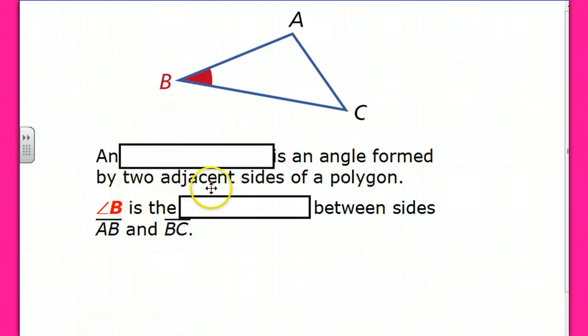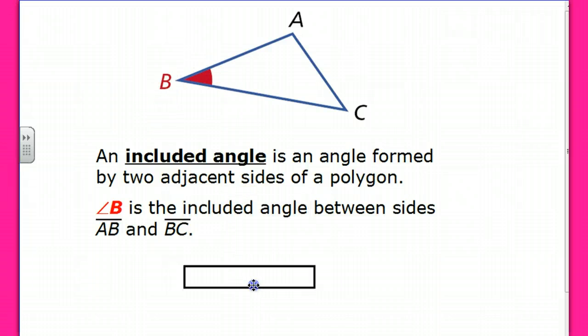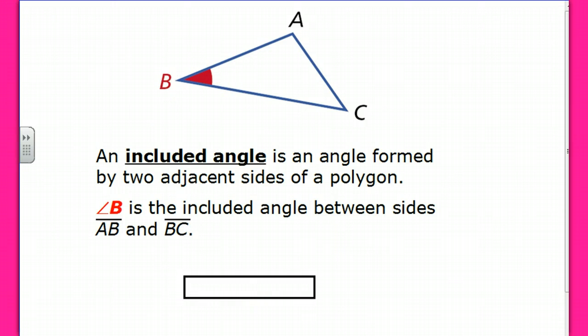An angle formed by two adjacent sides of a polygon, so here we have side AB and side BC, they have this angle that is formed between them, right? We say that angle is called an included angle. It's included inside of these segments, okay? So angle B is the included angle between sides AB and BC.